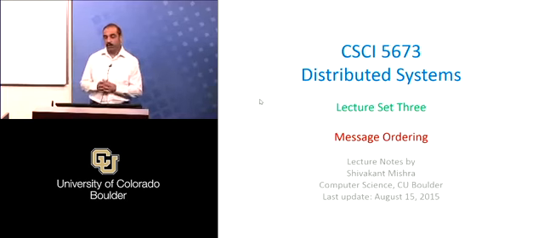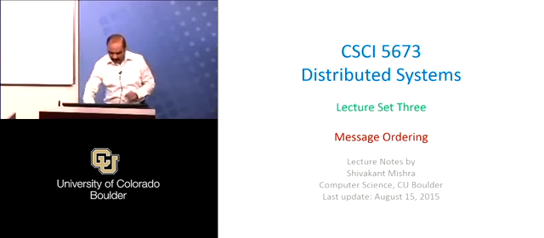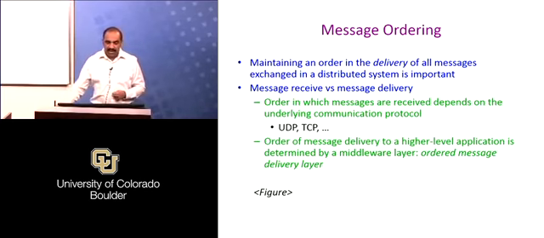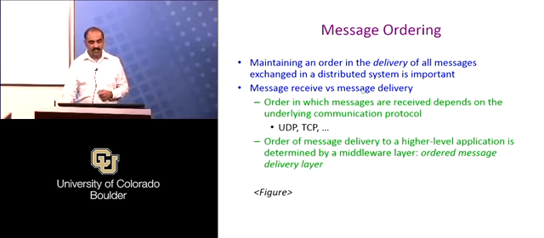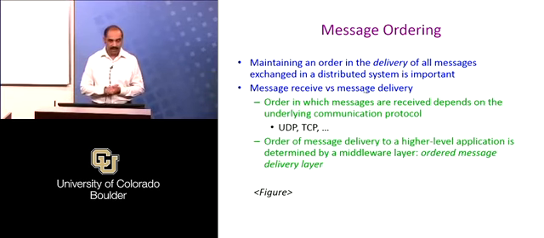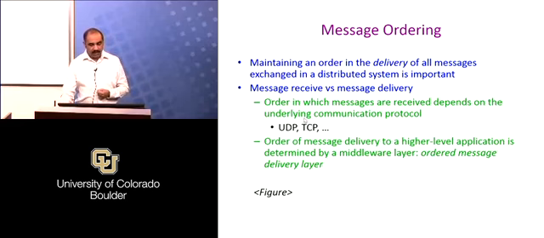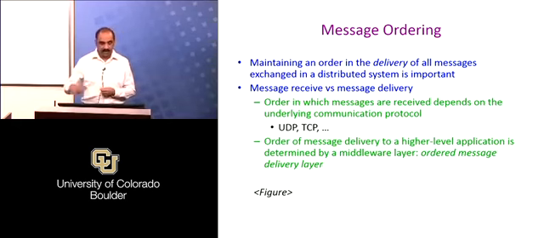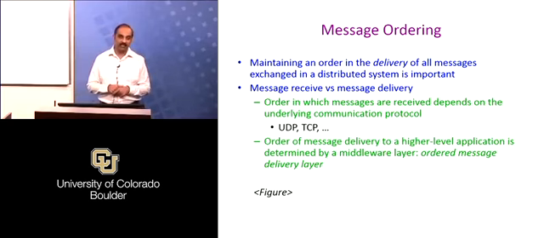So now we are going to look at message ordering. Again, it's important to understand the difference. I guess it will become clear from the first slide here. Maintaining an order in the delivery of all message exchange in the distributed system is very important. It's important to understand the difference between two events that occur on a device whenever we are sending messages. When a message is received, there is an event called message receive, and then there is an artificial event that we call message delivery event.